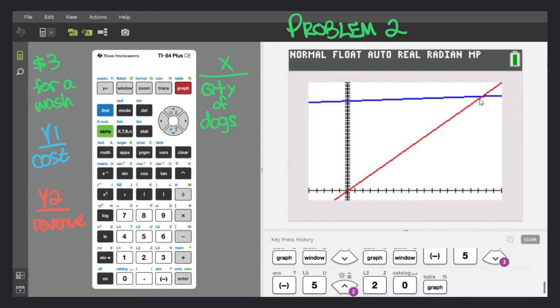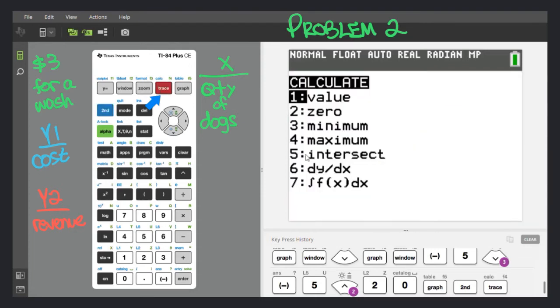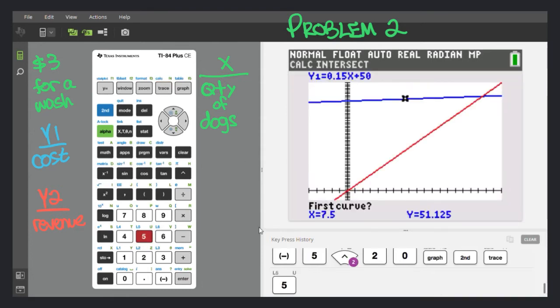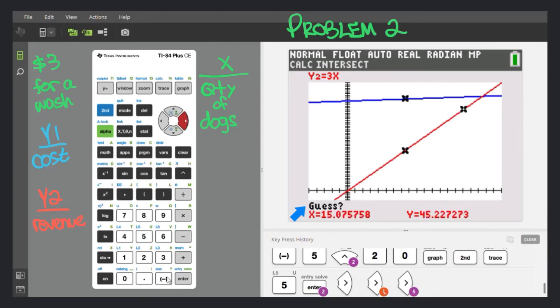It says find the intersection of the two lines, so we'll do that now. That feature we looked at before, which is a very common feature, second trace intersect. Now, your calculator is asking you something, and we've talked about this before: first curve, what's the first one? We press enter. Second one, press enter. And then we want to guess where it's at. The guide for your calculator says that you could just press enter, but I like to go somewhat close so I don't forget when I work with curves.